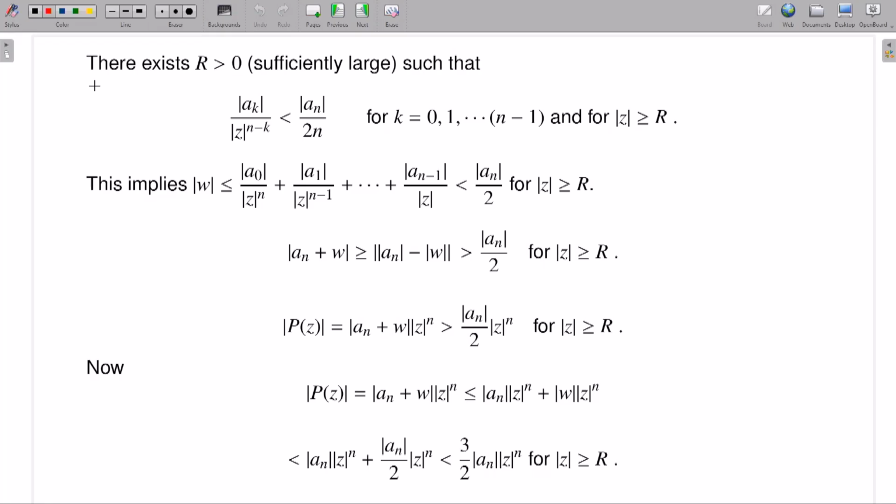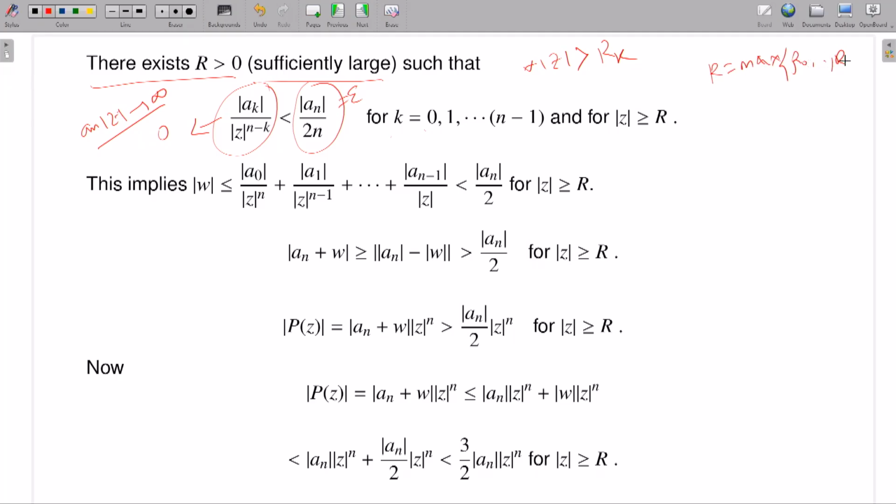Look, so first, you can have the existence of one r, which is sufficiently large, such that each of the terms I can make small, and this is true. Why? Because this term goes to 0 as mod z approaches infinity, because for fixed k, ak is fixed and n is fixed, so n minus k is fixed, so this object goes to 0. So I am saying take this as an epsilon, so I can make this less than epsilon for all mod z greater or equal to some rk. And how many k's are there? 0, 1, up to n minus 1. So you can take r as the max of r naught up to r n minus 1.